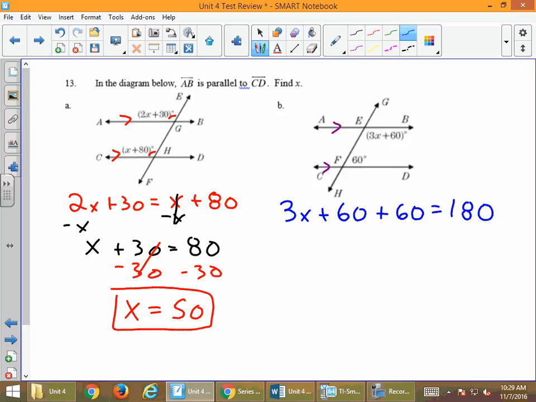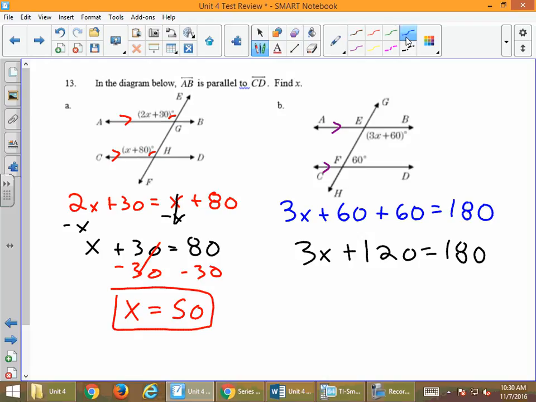Again, it looks like a difficult problem, but once I set it like this, the next step will always be combining like terms. So let's combine like terms. The 60s. What am I going to do to those 60s? What do those turn into? Don't you dare say 0. Evan, what is it? You did say 0. Good for you. They're on the same side. Keep the same sign. So 3x plus 120 is equal to 180.